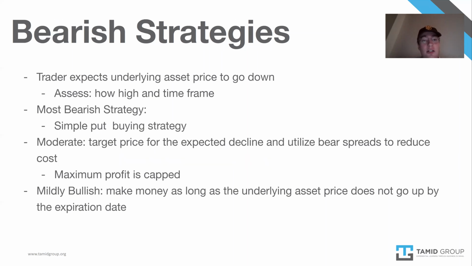So the bearish strategy, this is when you expect, again, it's going to go down. The most bearish strategy is just buying a put option. The moderate strategy is when the target price is expected to decline, so you use bearish spreads to reduce cost. Again, the maximum profit will be capped. Mildly bearish is as long as the price does not go up, you'll get rid of it by the expiration date.